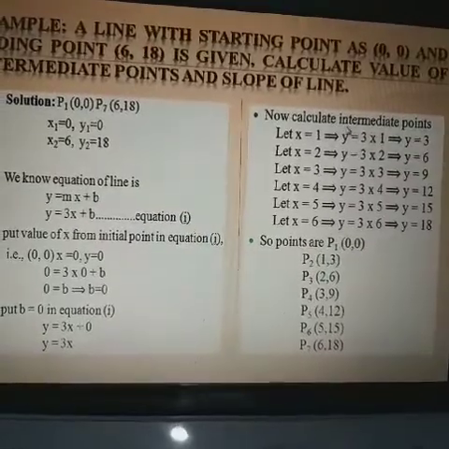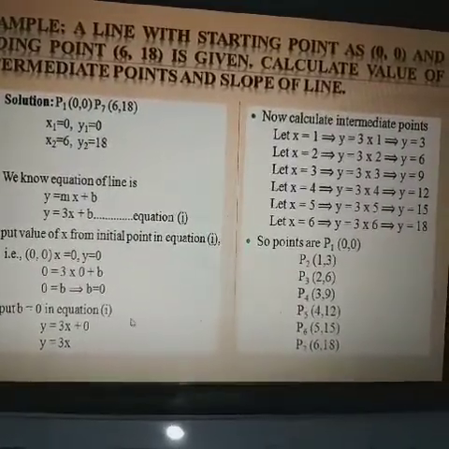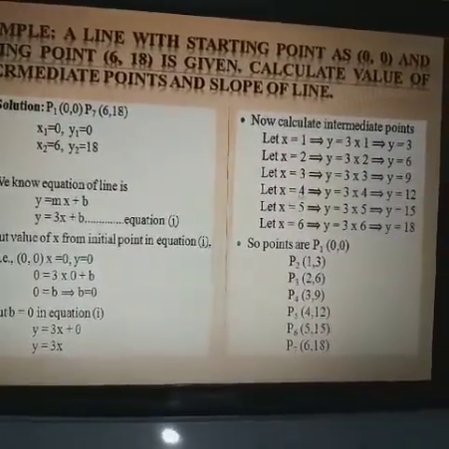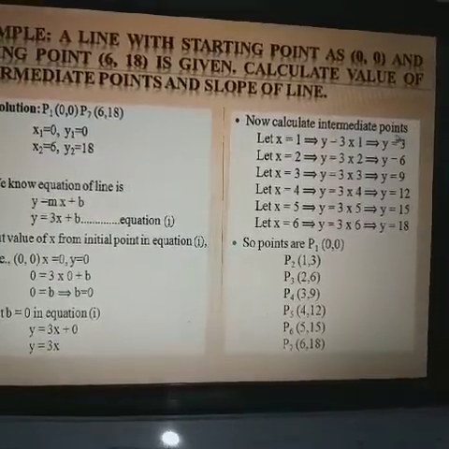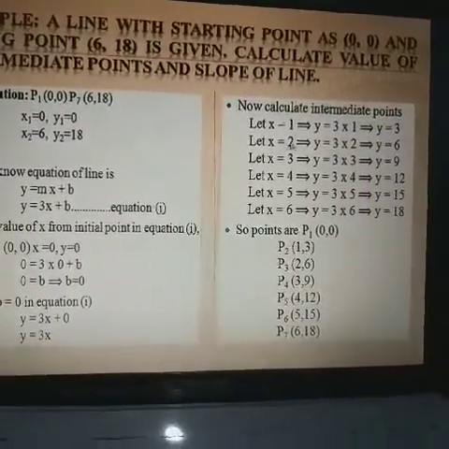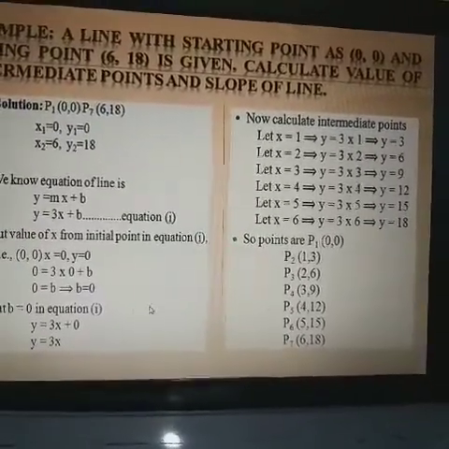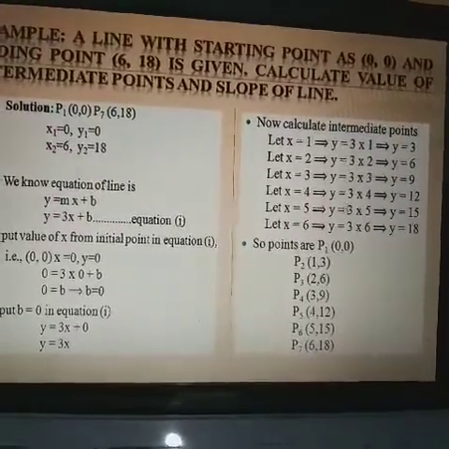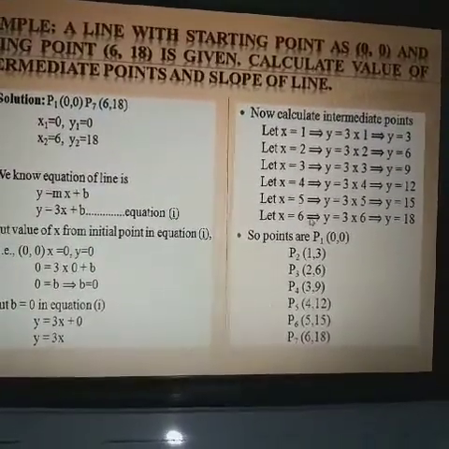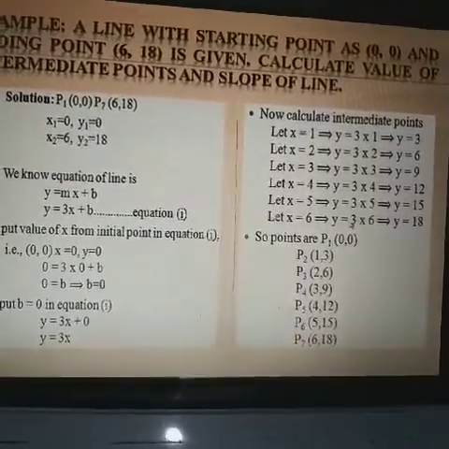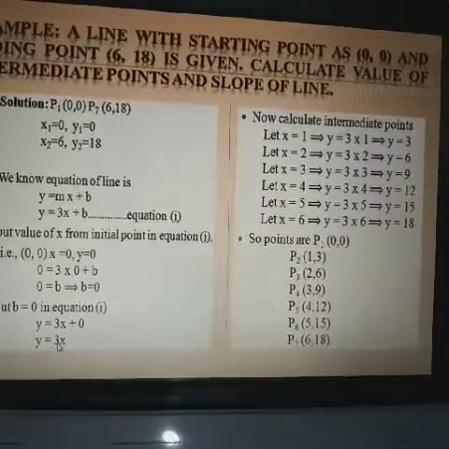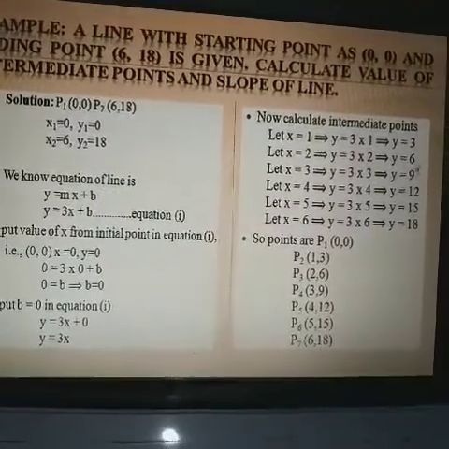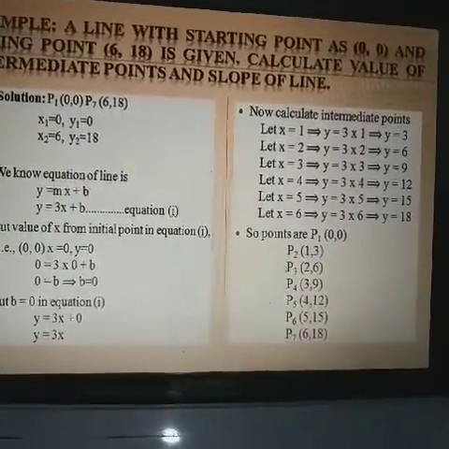So by assuming x equals 1, put the x value into this equation. So y equals 3 into 1, that is, the value of y is 3. The next value is 2, so put 2 as the value of x. 3 into 2, y becomes 6. Next and so on. Till when do we continue? Till x equals 6. When the value 6 is put in place of x, 6 into 3 is 18, so y becomes 18. So the last point is 6 and 18. So the intermediate points we have calculated easily like this.